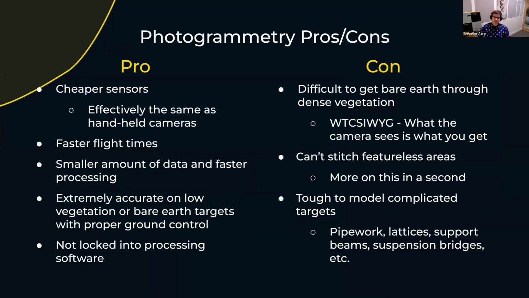Pros and cons of each. These are going to kind of be two halves of the same coin. So a pro for photogrammetry is a cheaper sensor. They're basically just high quality cameras. A lot of the drones flying around are using an RX1 R2 Sony camera, which you can just buy as a camera and use in your hands if you want to. Photogrammetry also tends to have faster flight times with a smaller amount of data, which means that the processing times are faster for photogrammetry data sets.